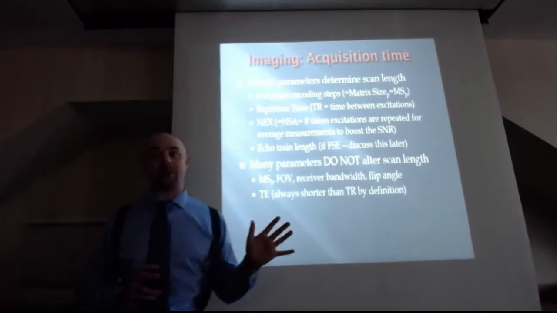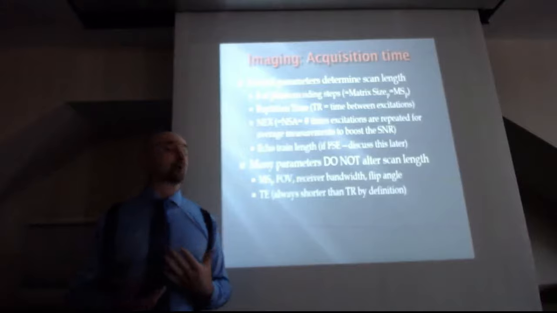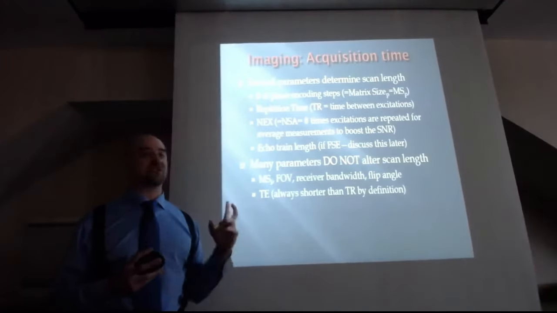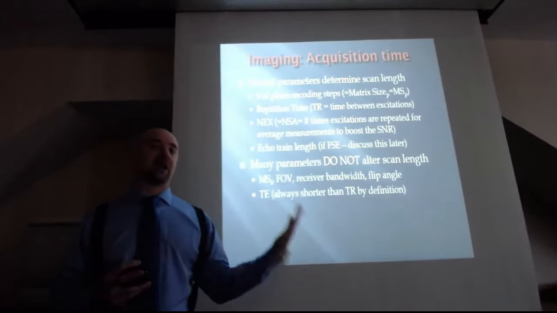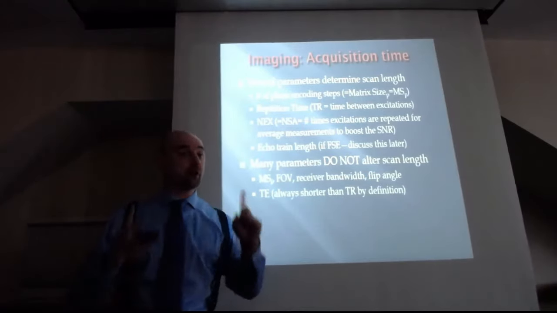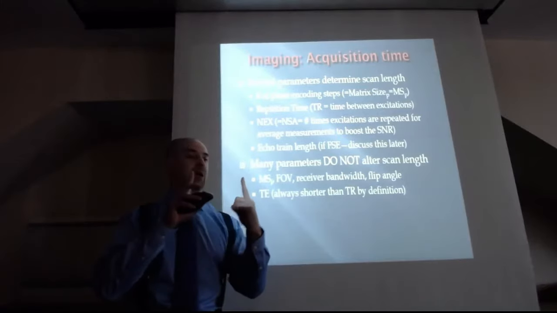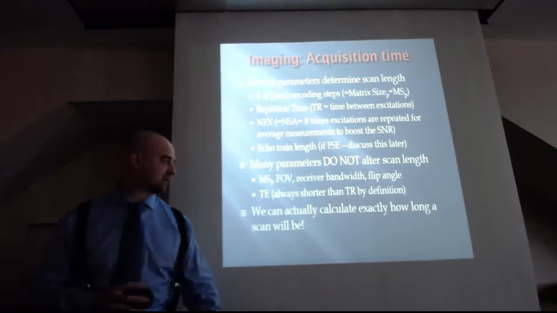Now, a bunch of the parameters that you hear when people talk about MR parameters don't actually alter the scan length. So field of view, the matrix size in the frequency direction, the receiver bandwidth, the flip angle, and the TE, which has to be shorter than the TR by definition. Remember, the TE is within a single diagram, and TR is between two diagrams. So those things don't affect the scan length at all.